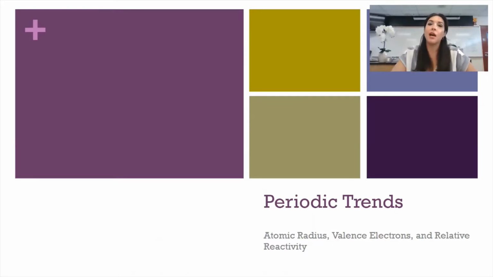We're going to look at how we can determine atomic radii, and compare them from one element to another based on their position on the periodic table. We'll learn how to count the number of valence electrons that an element has, and finally, we'll understand a little bit about how different groups on the periodic table have different reactivities.